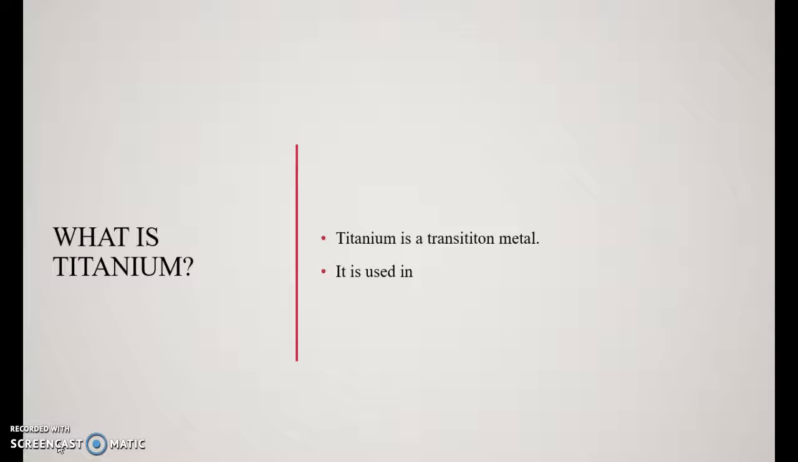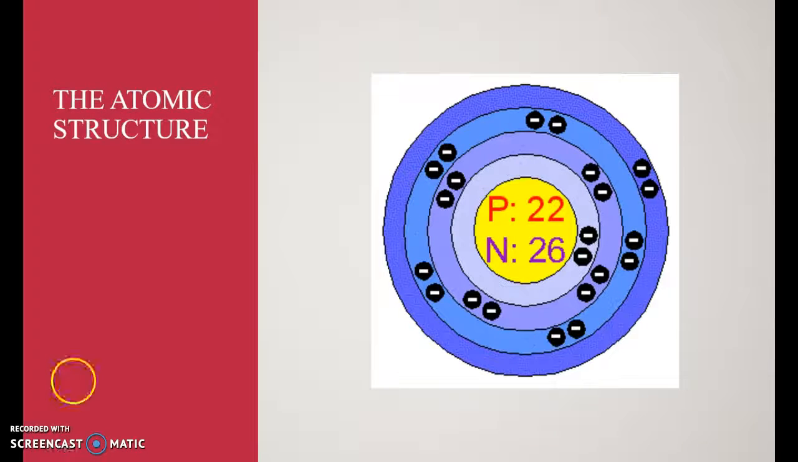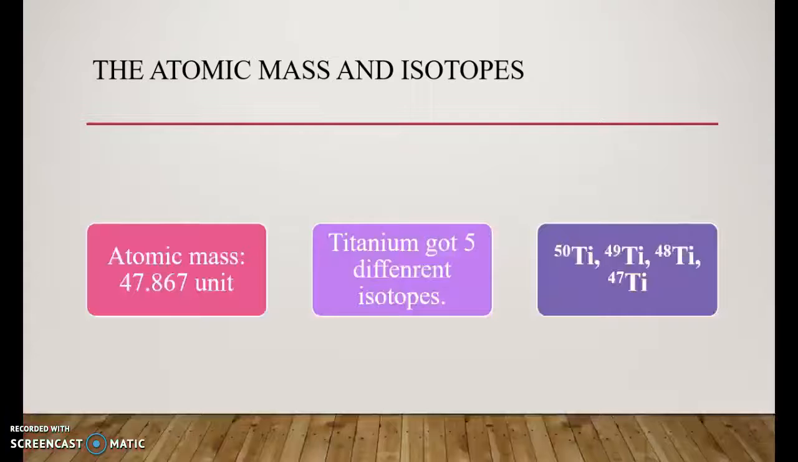The atomic structure that you can see on the right is 22 protons and 26 neutrons and 22 electrons with 2 in the outer shell. The atomic mass is 47.867 units.